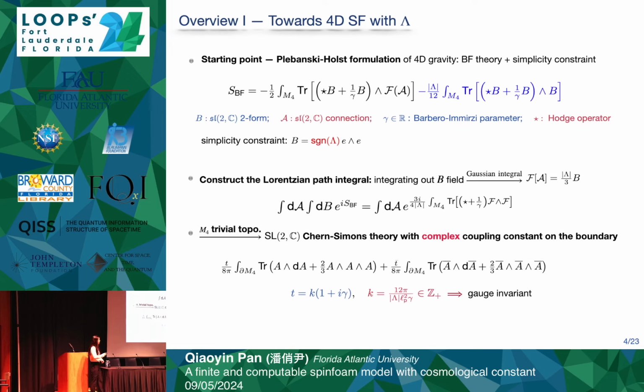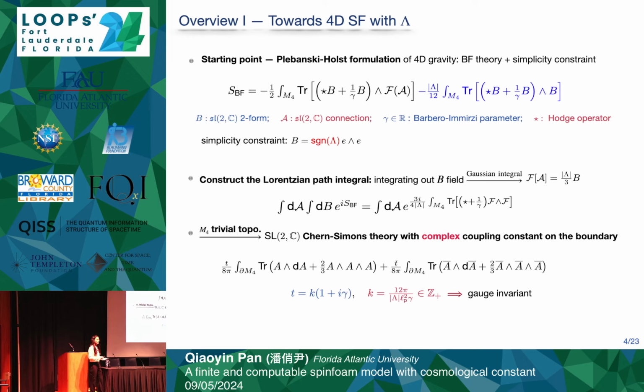This means this path integral can be written as a path integral of a second term in this form, which is a total derivative. Then, when the four-manifold has a trivial topology, this path integral can be written as a path integral of Chern-Simons theory on the boundary of the four-manifold.